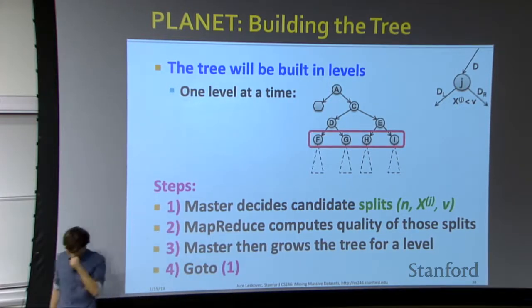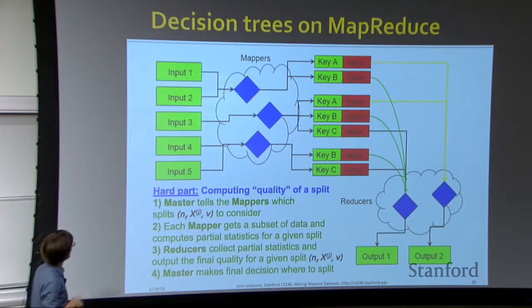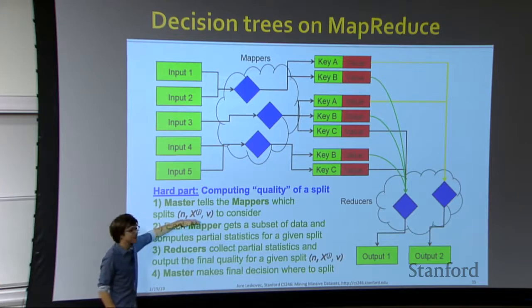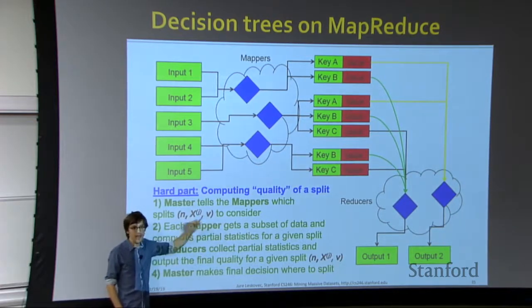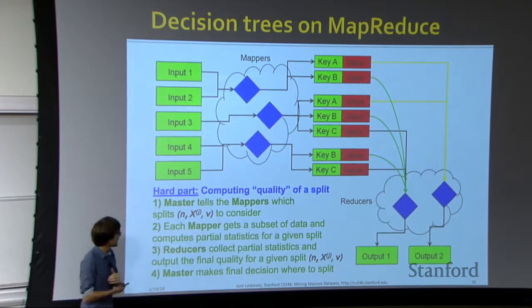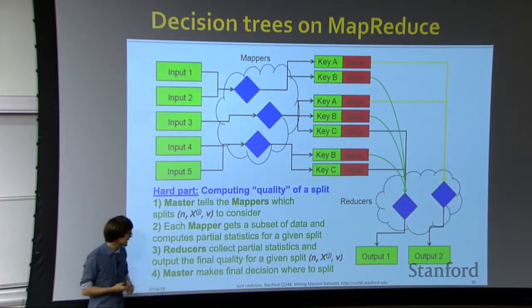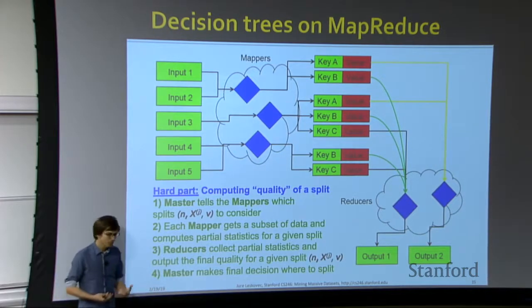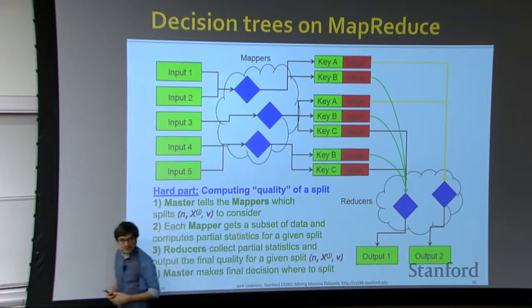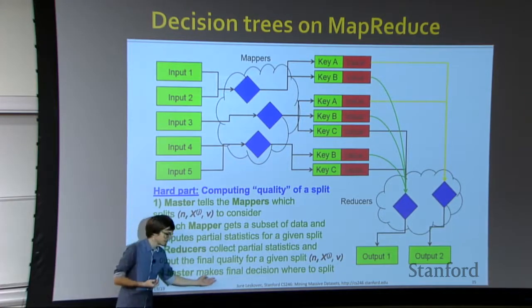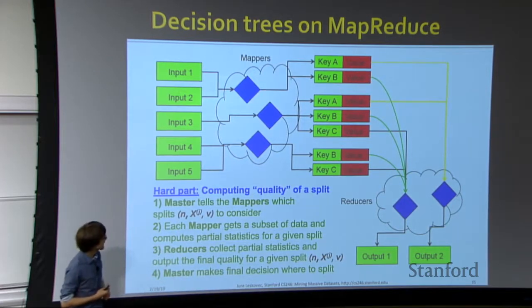Okay, and here is where the MapReduce job happens. Here is how to think of this. Right, master will tell the mappers which candidate splits to consider. As I said, a candidate split is a triple of node in the tree, variable on which we are going to split, and the value on which we are splitting. And then each mapper gets a subset of data plus the split candidates, plus the current model, and computes partial statistics for a given split candidate. And then the reducer will collect partial statistics for the split candidates, aggregate them, and compute the final statistic for every split candidate. And now the master wakes up again, takes all the scores of all the split candidates, and decides whether to keep growing the tree or to stop, right? That's essentially the idea, right?